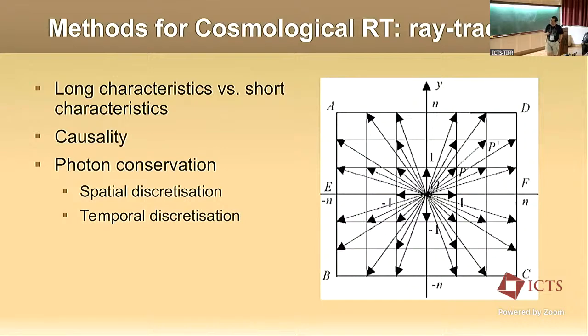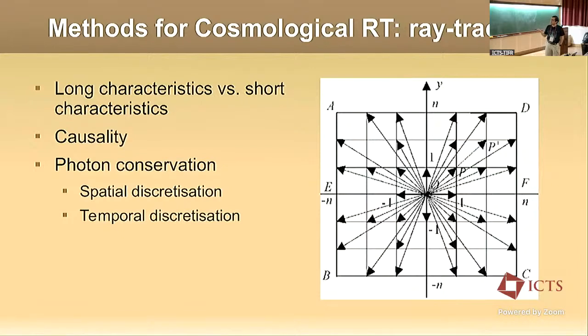There are two types of ray tracing, so-called long characteristics versus short characteristics. These are code words in a sense. Long characteristics is what's described here in this picture. You start from the source and you go to every cell on the grid. You get from here to this cell, from here to that cell, and so on, all the way, and you calculate how much gets absorbed along the way. That kind of method is, in principle, very precise, but also not very efficient.